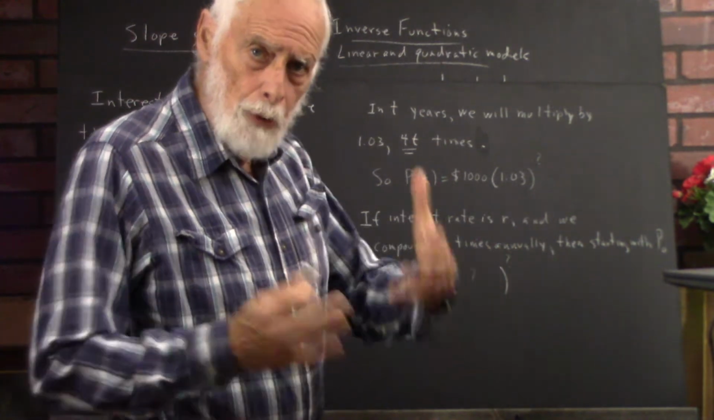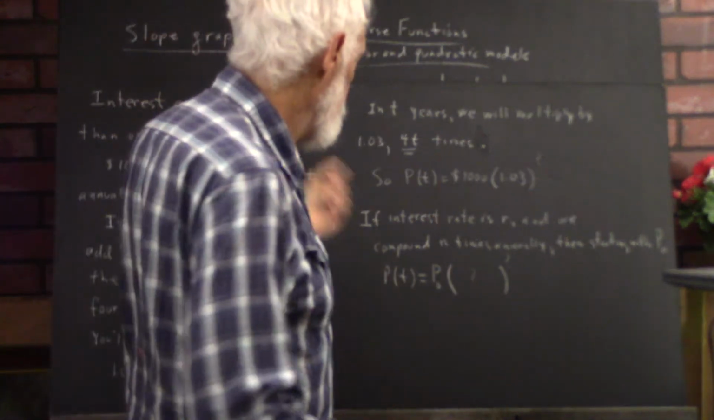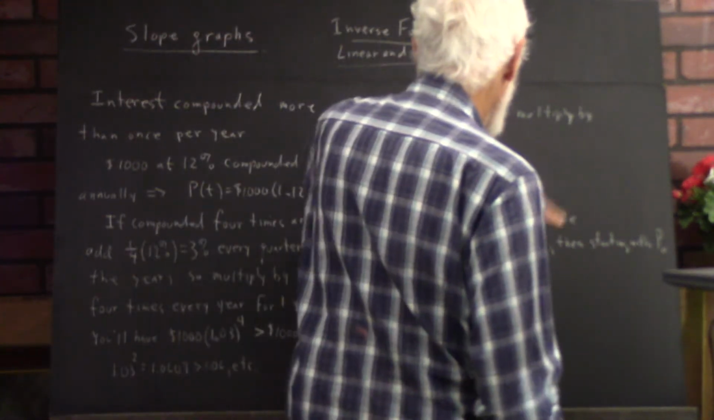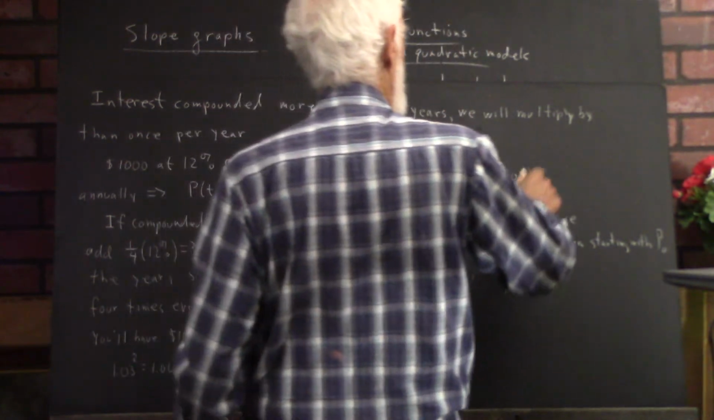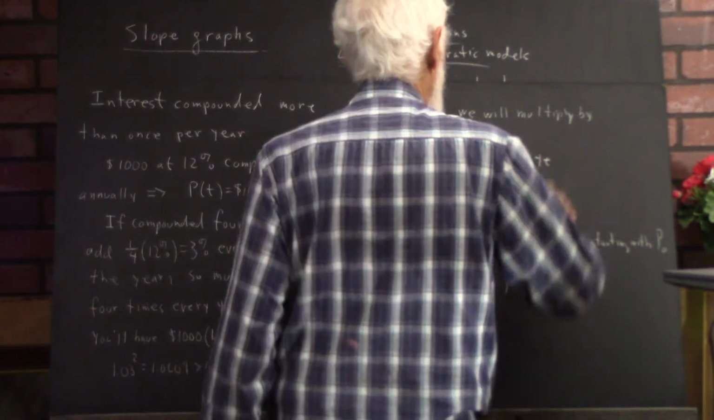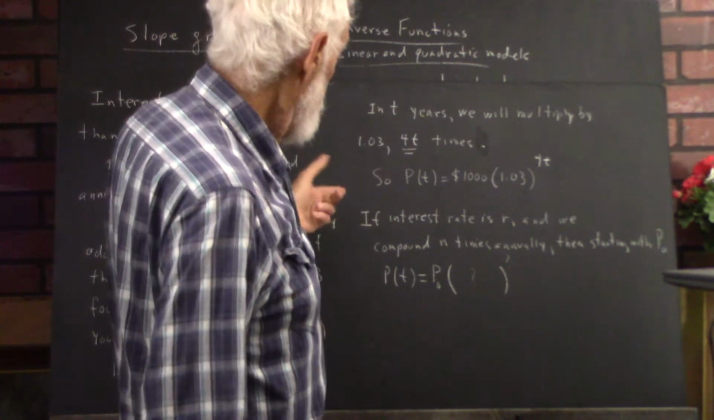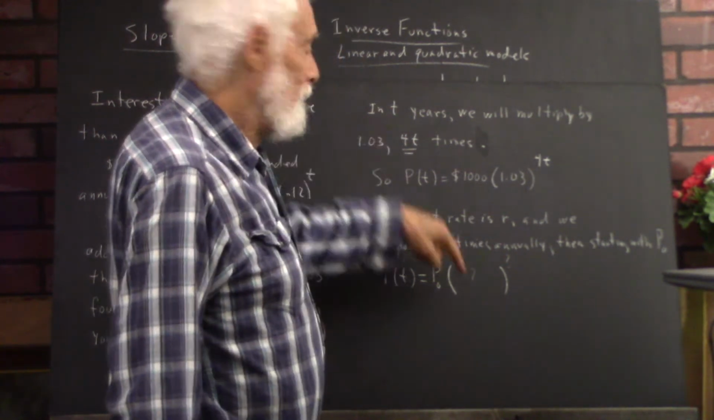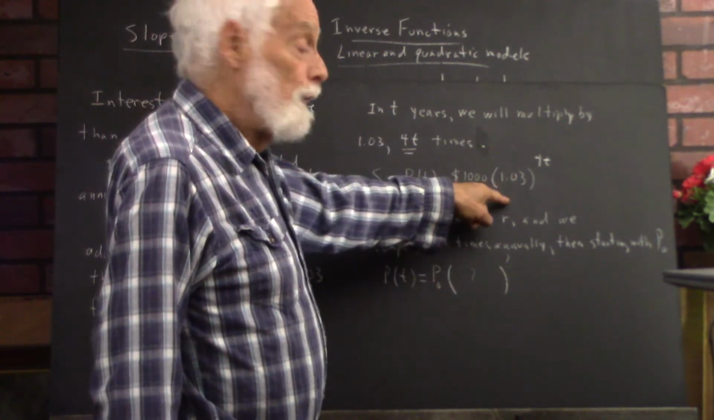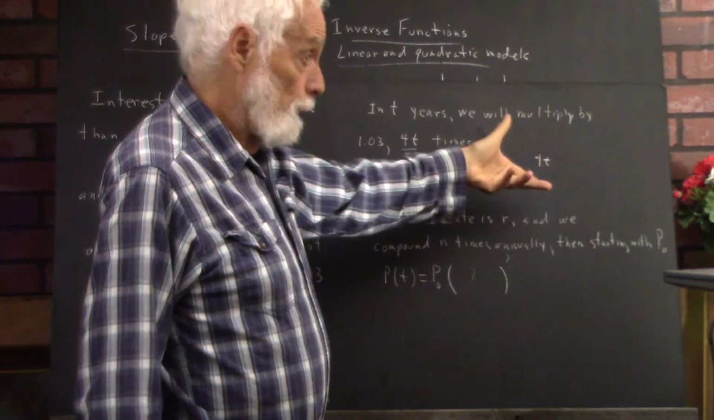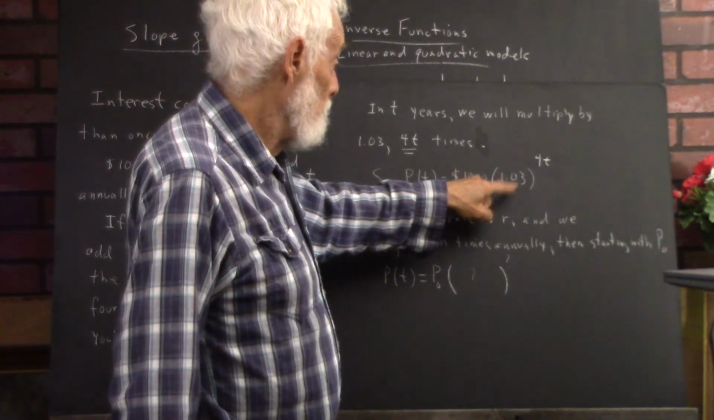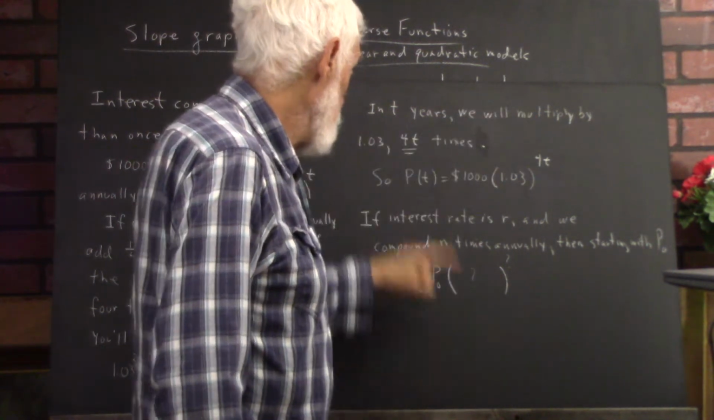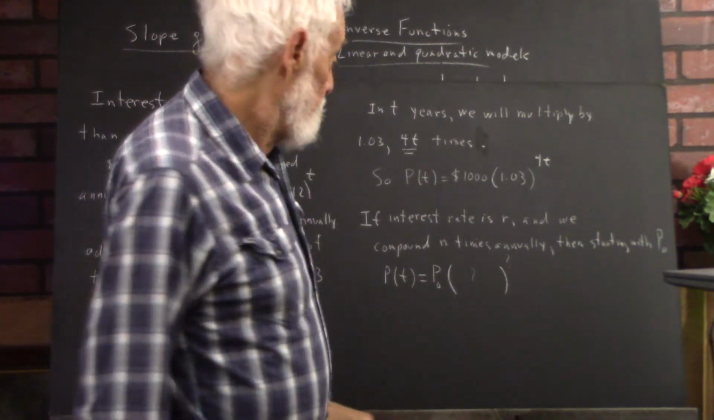Think that one through. Pause, think it through, make sure you got it before I write it down. But I'm not going to stand around waiting, so hopefully you paused, but that's going to be 4t. Because in t years, you're going to do this 4 times every year. Every time you do it, you multiply by 1.03 an extra time, obviously, which means you're going to multiply by 1.03 4t times, and there's your principal.